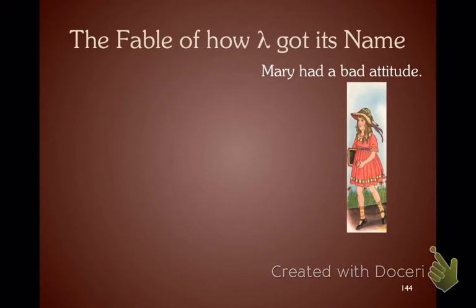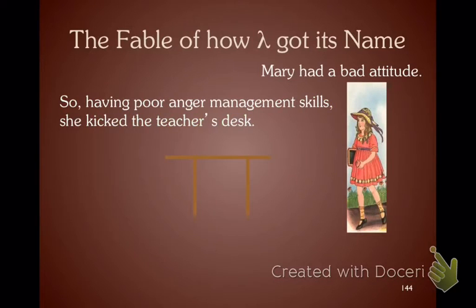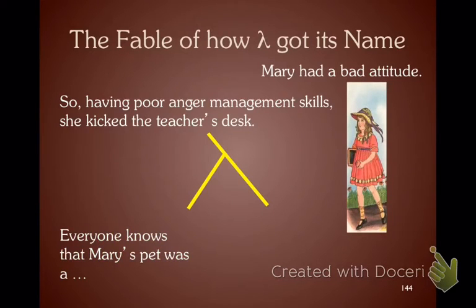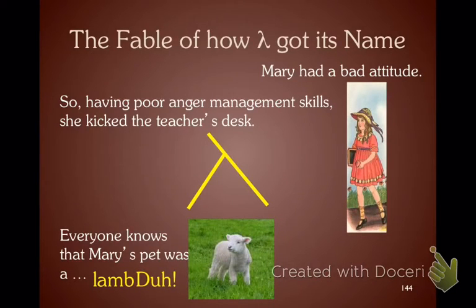But Mary had a very bad attitude, and she started stomping around, and she decided to kick the teacher's desk, which happened to look like another Greek letter that you might know, pi. What happens to pi if you kick a leg out from under it? Oh, it falls over and turns into this brand new Greek letter. So how did this Greek letter get its name? Well, think about Mary's pet. Everyone knows that Mary's pet was a lamb, duh. And this is how the Greek letter lambda got its name.